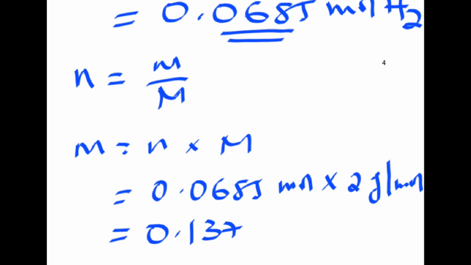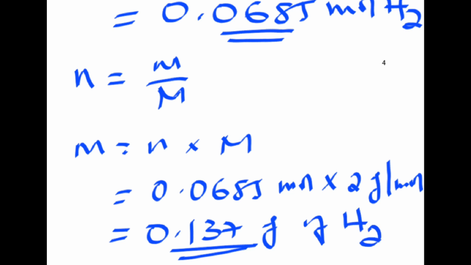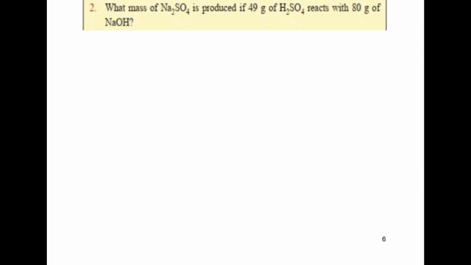0.137 grams of hydrogen are produced. Number 2, what mass of sodium sulfate is produced if 49 grams of sulfuric acid reacts with 80 grams of sodium hydroxide?